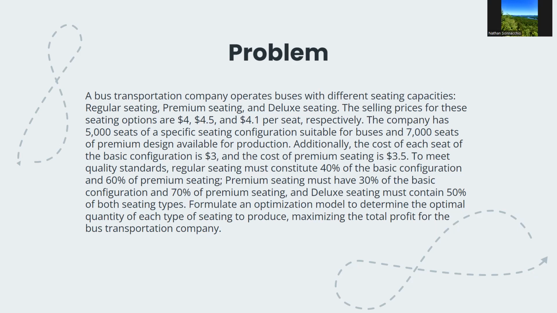The company has 5,000 seats of a specific seating configuration suitable for buses and 7,000 seats of premium design available for production. Additionally, the cost of each seat of the basic configuration is $3, and the cost of premium seating is $3.50. To meet quality standards, regular seating must constitute 40% of the basic configuration and 60% of premium seating. Premium seating must have 30% of the basic configuration and 70% of premium seating, and deluxe seating must contain 50% of both seating types. So the problem here is to formulate an optimization model to determine the optimal quantity of each type of seating to produce, maximizing the total profit for the bus transportation company.